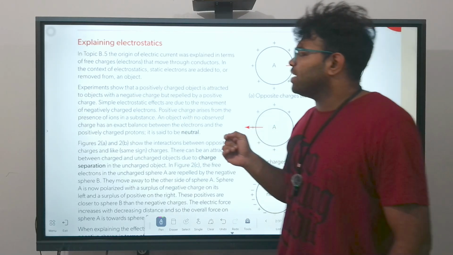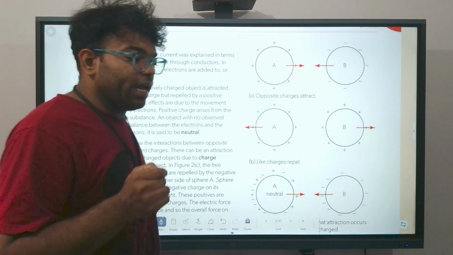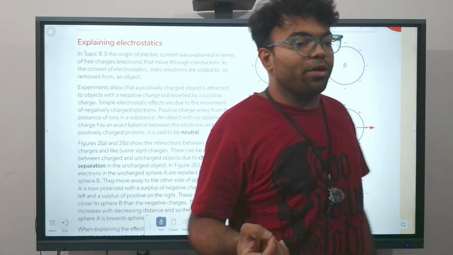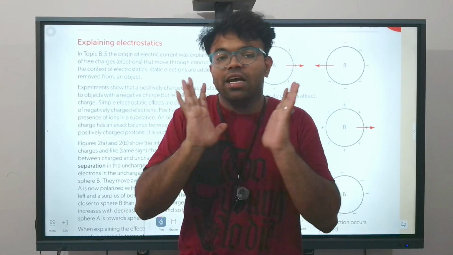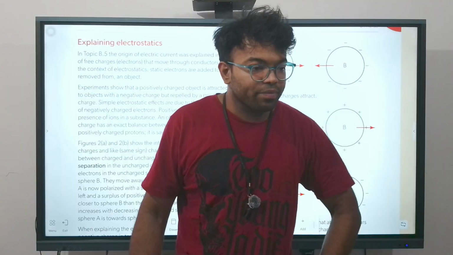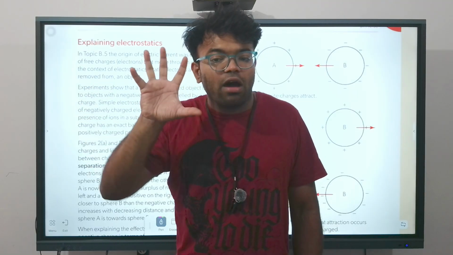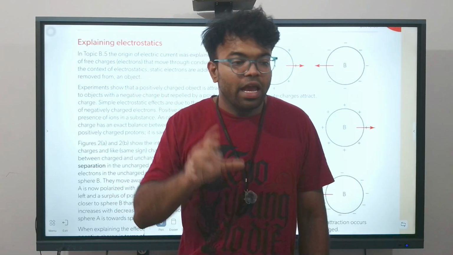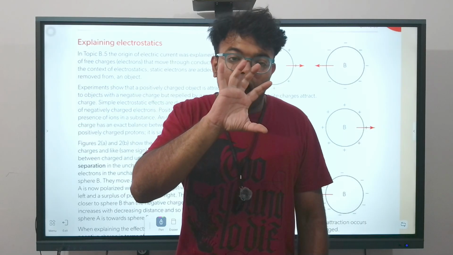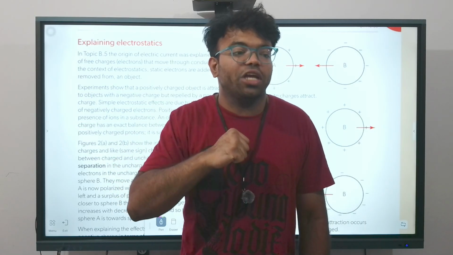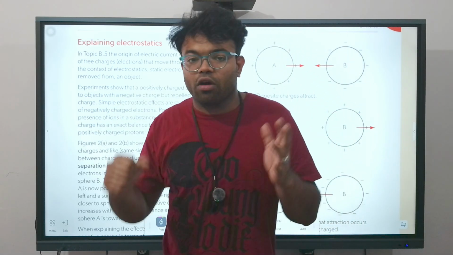In the context of electrostatics, electrons are added to or removed from an object. They are either added to an object or they are removed from an object. We all know what an electron is: a negatively charged particle which revolves around the outside of the nucleus in various different shells, on energy levels.